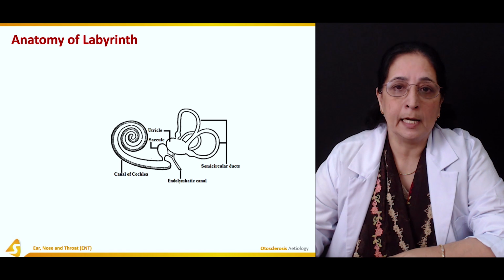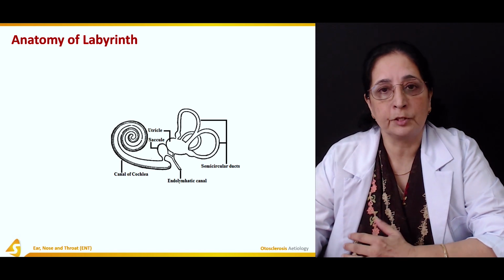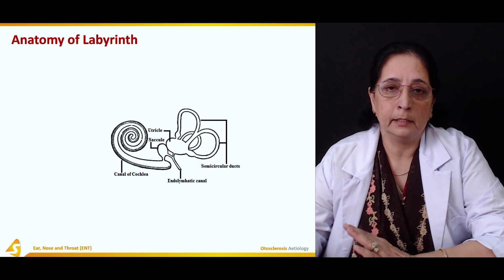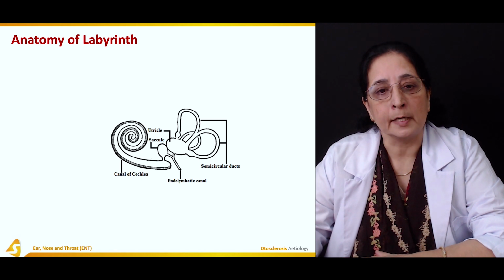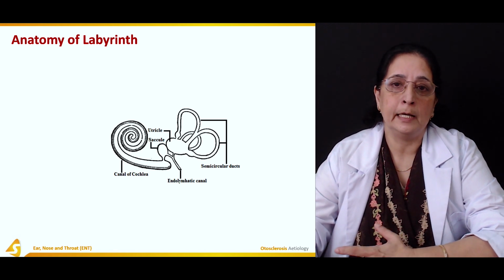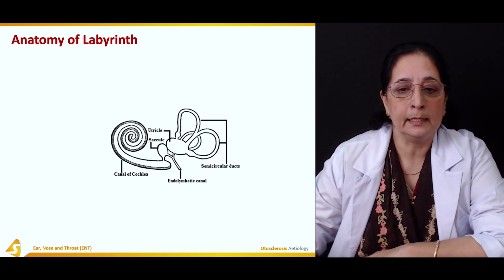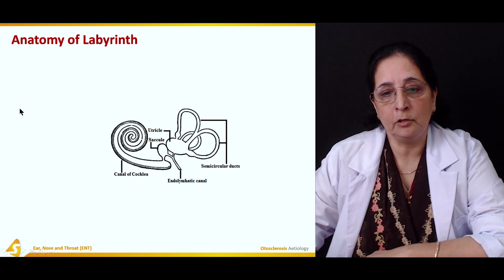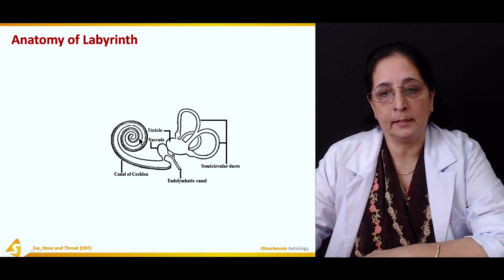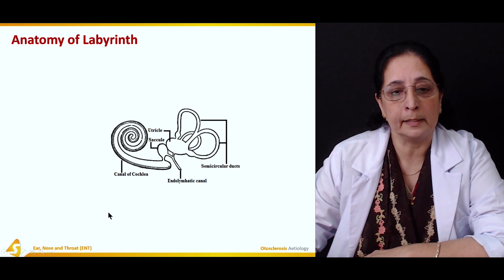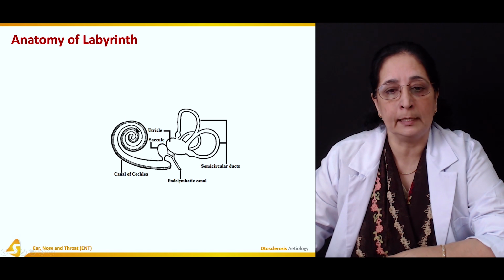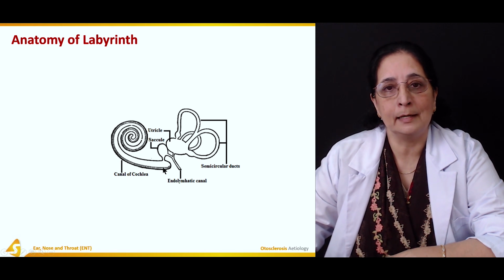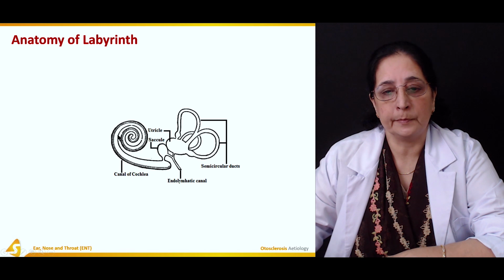What is anatomy? Anatomy is the study of the basic structure, and labyrinth is the inner ear. The other name for the inner ear is labyrinth. So in this, we will talk about the anatomy of the inner ear or the labyrinth. If you see the gross anatomy of the inner ear, this is the inner ear or labyrinth, and this consists of a snail-shaped structure. This is the cochlea. And then we have the canal of the cochlea, or the cochlear duct. So this is the cochlea, a snail-shaped structure.